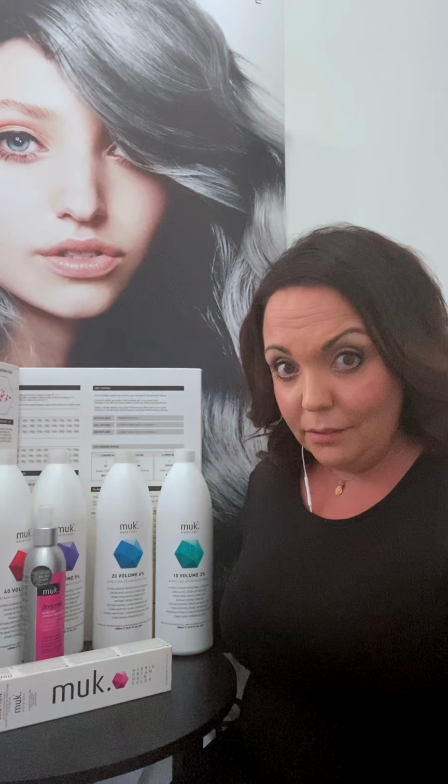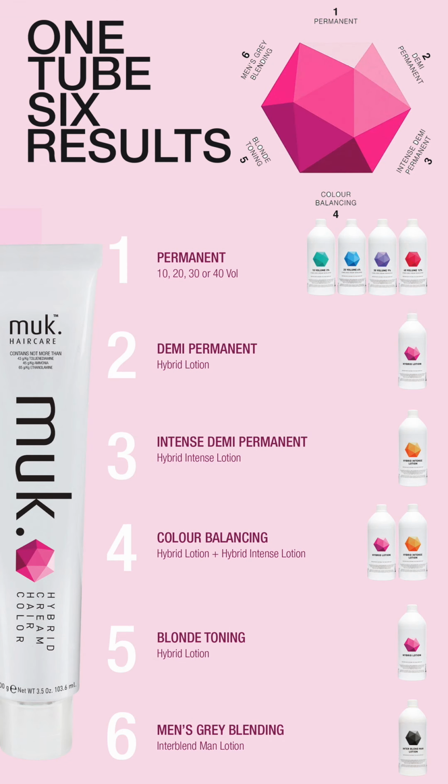So we now need to get coloring, and obviously we need to go through the different lotions and what they do. When you're wanting to achieve a permanent color, so that again would just be your normal coloring, you might want to do gray coverage, you would then use your normal 10, 20, 30 and 40 vol.